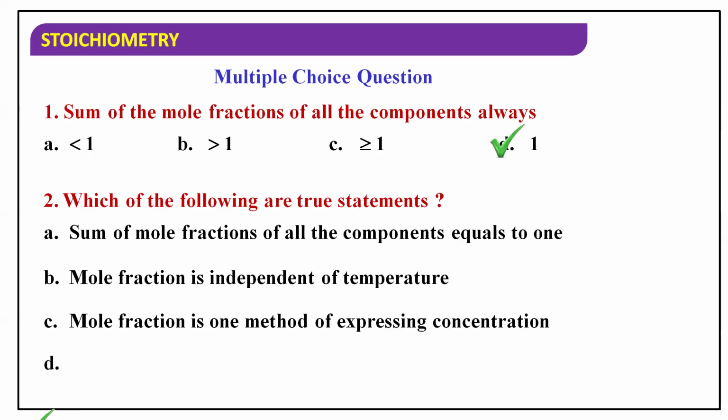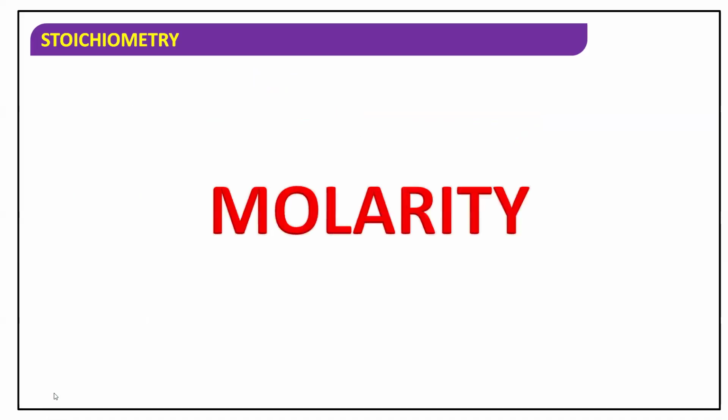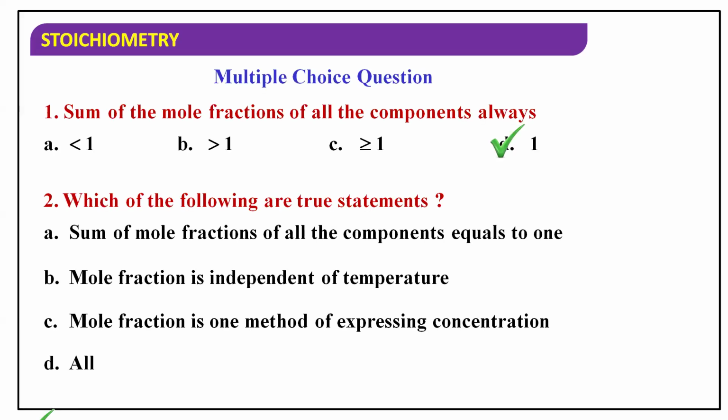Take it easy, just find out the answer. Just know which of the following statements. Okay, here it is written true statements, so it means there can be more than one answer. Sum of mole fractions is equal to 1. Yes, it is correct. Mole fraction is independent of temperature. Mole fraction is one method of expressing concentration. Yes, it is right. So in this case, all the parts are correct. So the answer is again D.